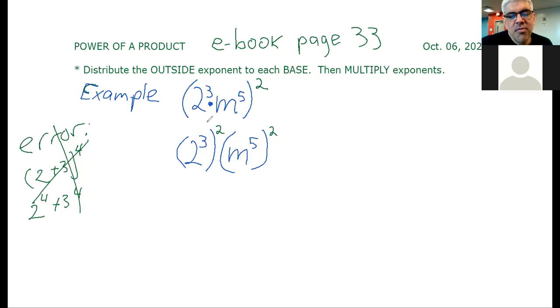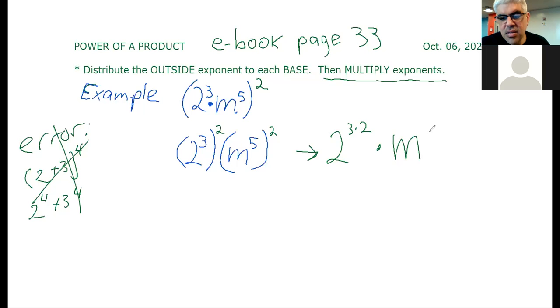Okay, now from the second part, it says here to multiply the exponents because we have two exponents and one base. The symbol between the 3 and the 2 is a parenthesis, so that means to multiply. So this is going to go as 2 to the 3 times 2, times m to the 5 times 2. All right, so that's what the rule is telling me to do.